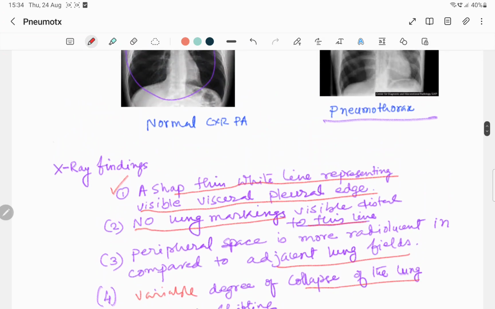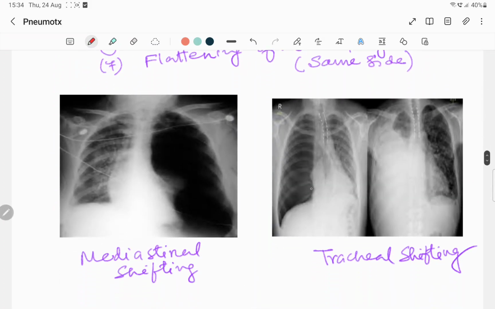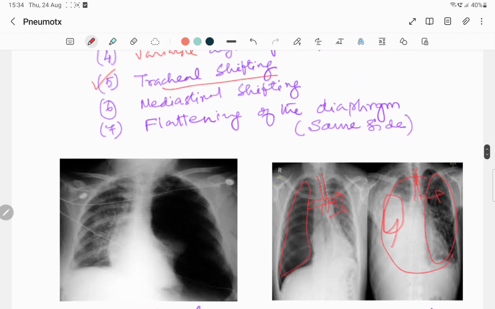Tracheal shifting, I have said before, the trachea, look at this image. Here, this is the normal lung fields. Trachea is in the midline. Here is pathology, but trachea is not shifted. Trachea is in normal position, but in this image, trachea is shifted to the other side. What is here? Here is the pneumothorax. It is causing shifting of the trachea towards the opposite side. Finally, it can lead to mediastinal shifting and flattening of the diaphragm.